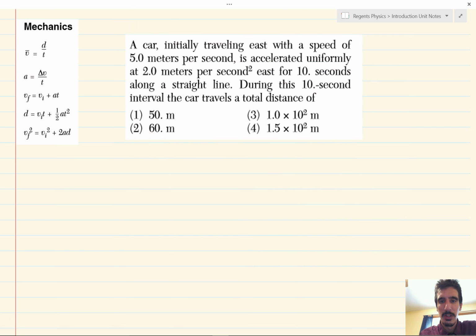Alrighty, last problem for the morning. It's almost 4:38, getting past my bedtime.